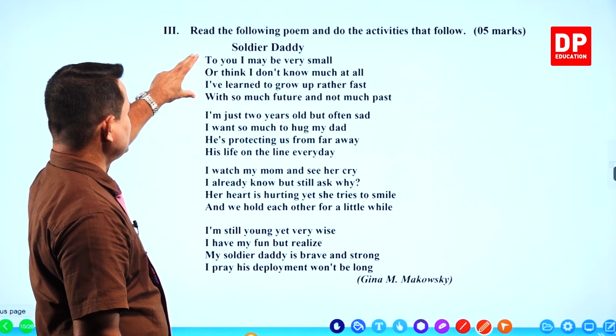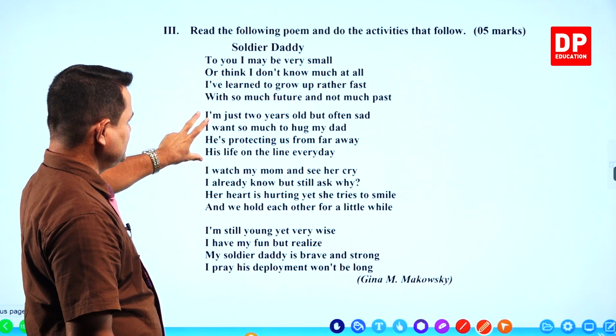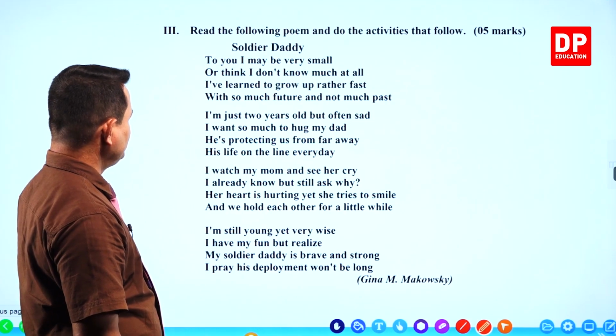This is the first stanza. This is the second stanza. In the second stanza, we'll find the word us.